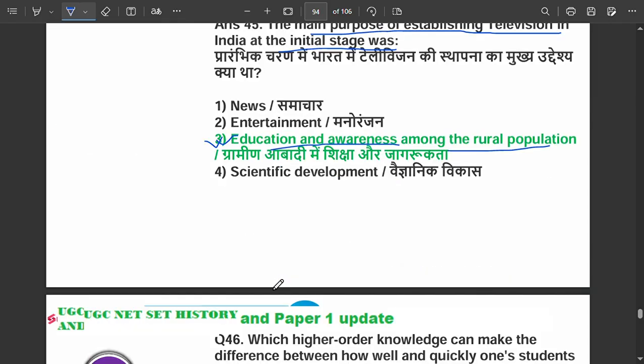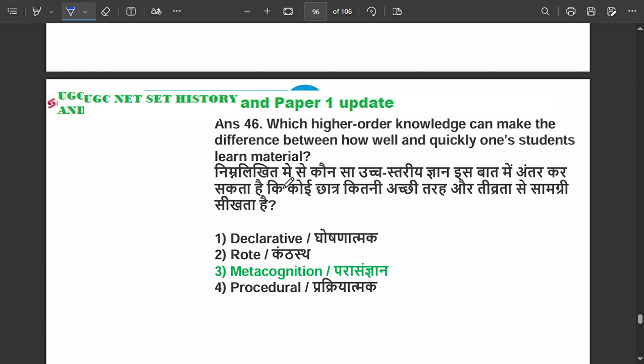Next, question number 46. Which higher order knowledge can make the difference between how well and quickly one's students learn material? Option number 3, metacognition was the correct answer.